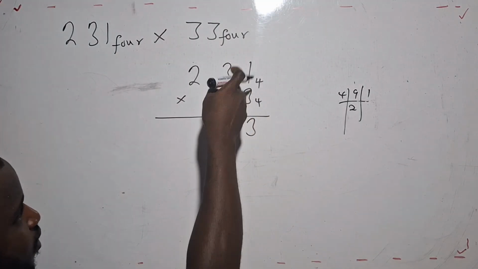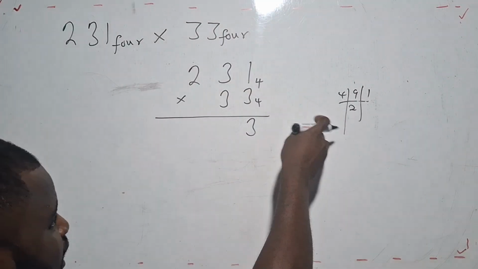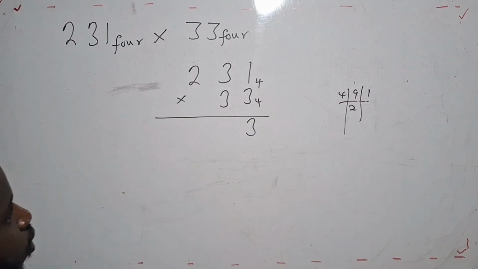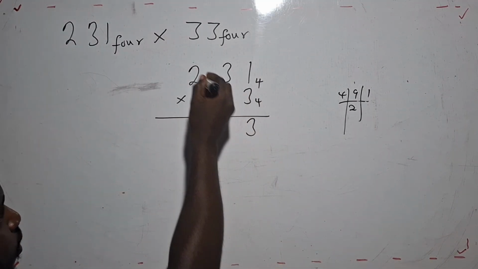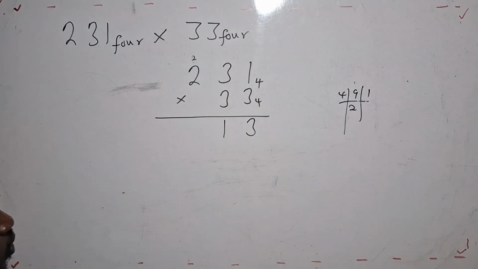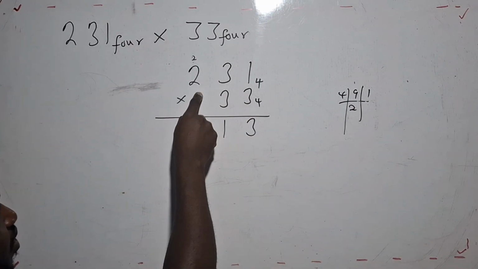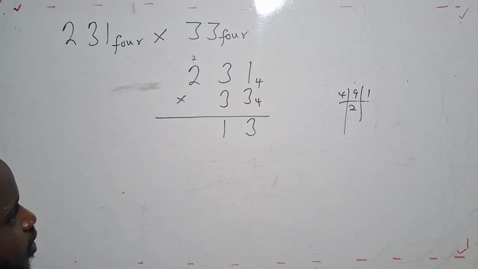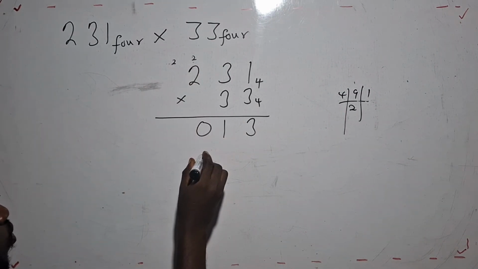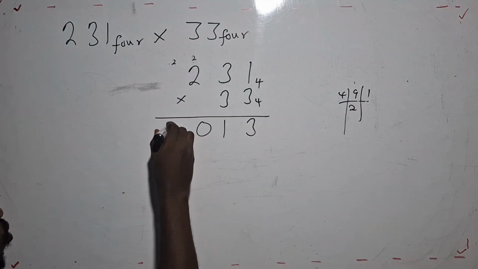So 3 times 3 is 9. We don't accept 9 in base 4. So 4 will divide 9 how many times? 2, remainder 1. Then we have 3 times 2, which is 6, plus 2 is 8. 8 divided by 4 is 2, remainder 0. Since there's no number here, write the 2.